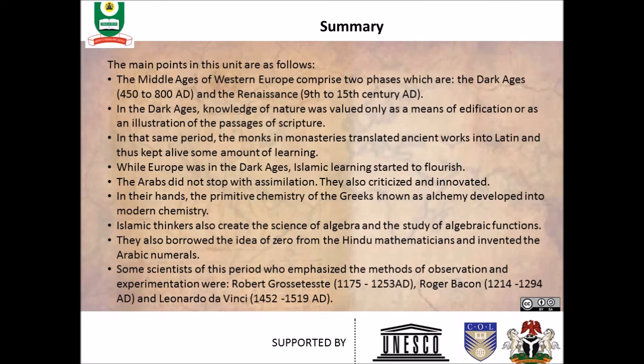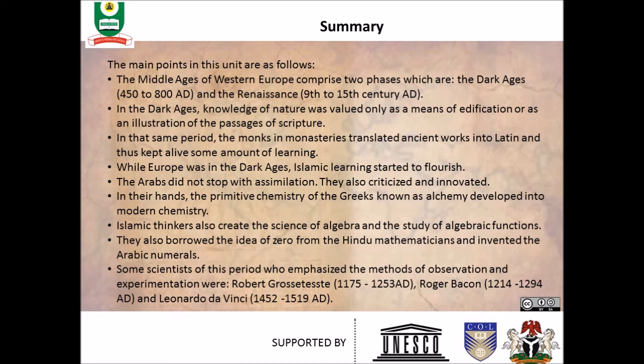Summary. In this unit, we have discussed how Western science, which originated in the ancient times, progressed through the Dark Ages and the Renaissance period. As you are now aware, the Dark Ages and the Renaissance period constitute the two parts of the time called Middle Ages of Europe. Within this period, Western science was still trying not only to find its feet, but also to free itself from the clutches of philosophy and religion. The main points in this lesson include the Middle Ages of Western Europe comprises two phases, which are the Dark Ages between 450 to 800 AD and the Renaissance period between the 9th to the 15th century AD.